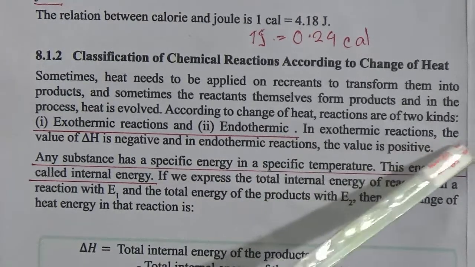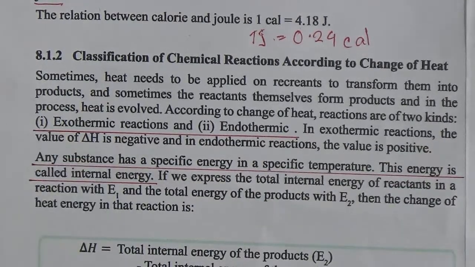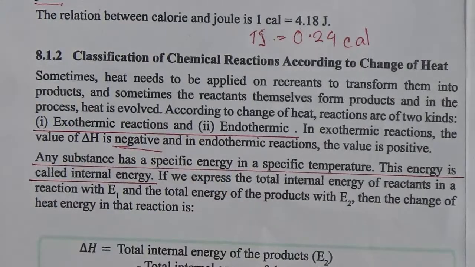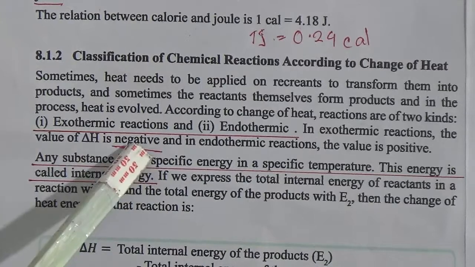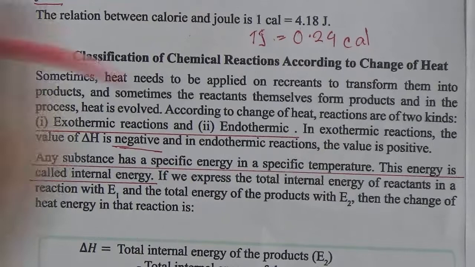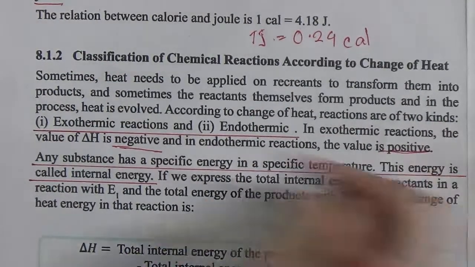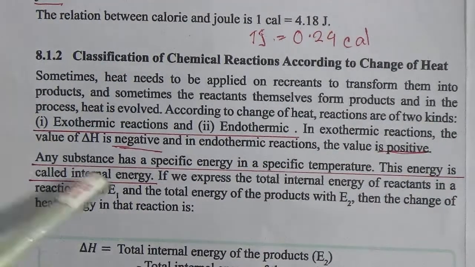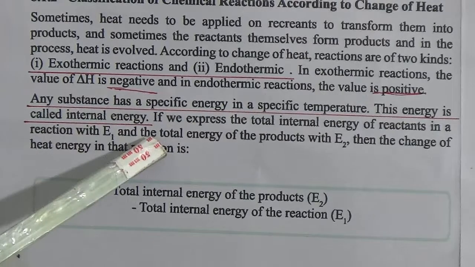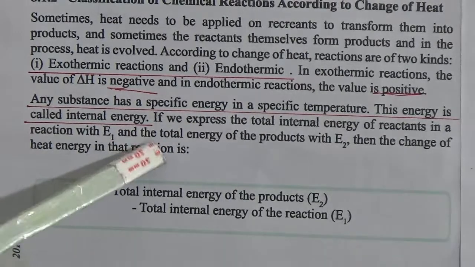In an exothermic reaction, the value of del H is negative. This is a thing you have to remember. The del H value in an exothermic reaction is negative, and in an endothermic reaction the del H value is positive. Any substance has a specific energy at a specific temperature. That energy is called internal energy. That is the definition of internal energy.